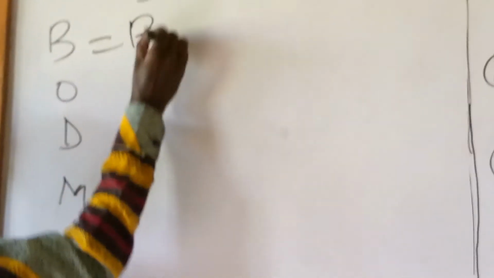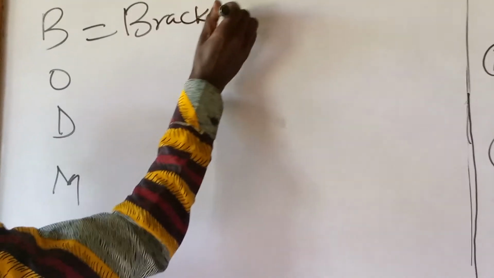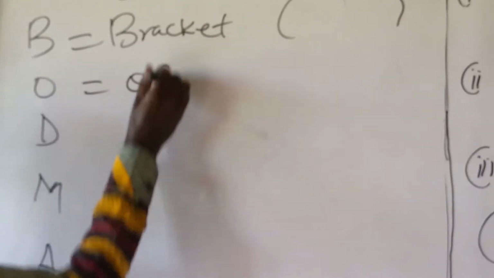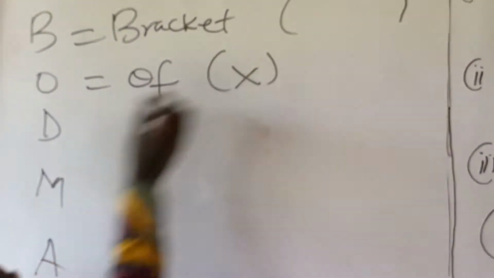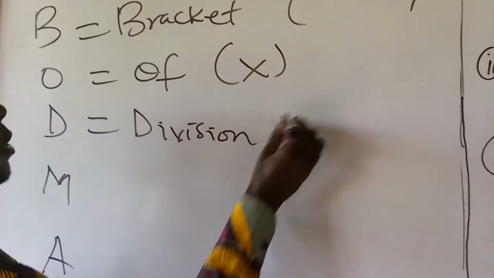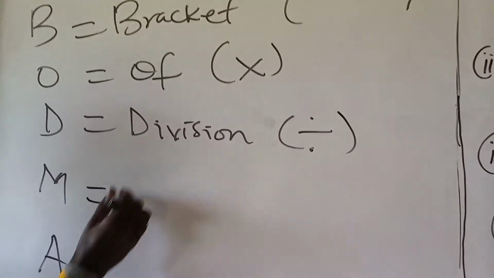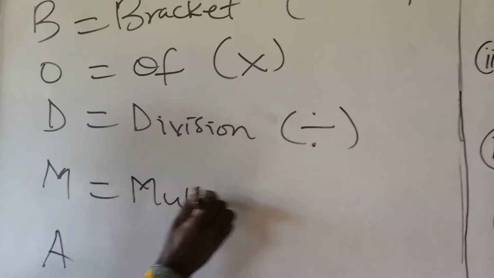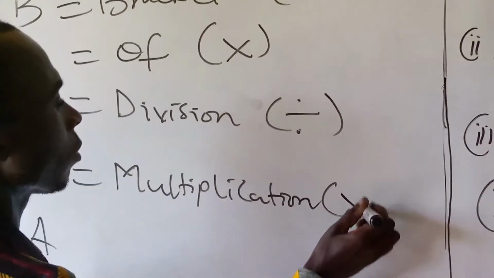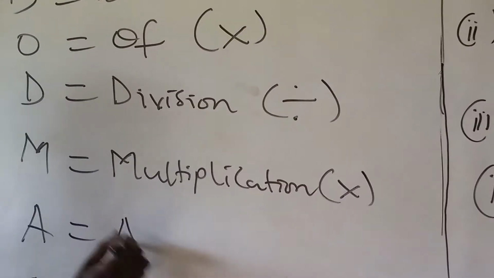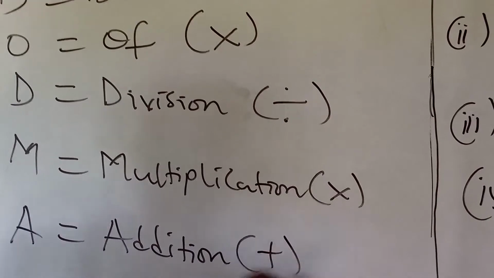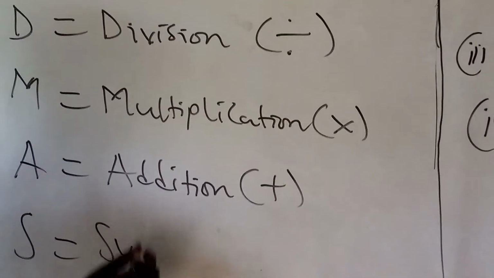B is bracket. And this is how bracket is. Of means multiplication, then division. We know our division sign, multiplication, addition, and subtraction.